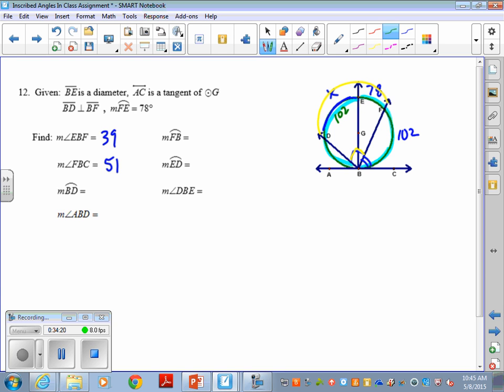Because this, and I put it in yellow, right here was 180. So 180 minus 78 will give this remaining arc 102. Okay, so I'm going to go ahead and write 102 over here. If that's 102, then the remaining arc would have to be 78. So I'm going to go ahead and label that 78. Then they want the measure of ABD. 39, half of 78. Then the arc FB, 102. And then the angle DBE, 51.